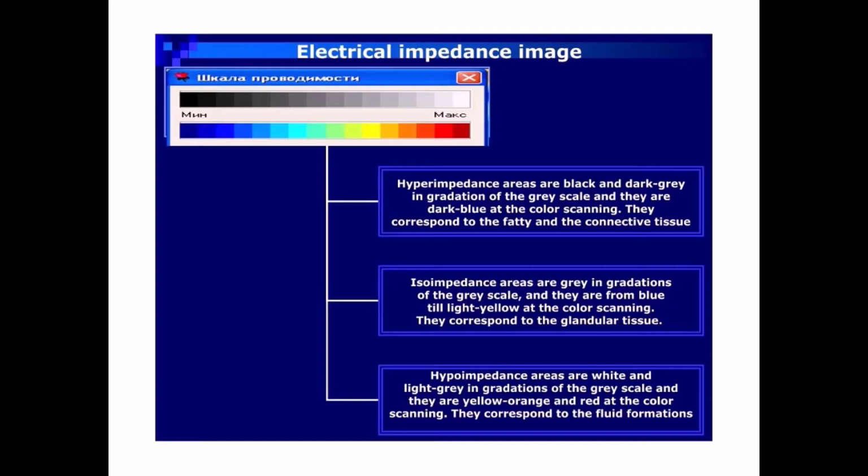Isoimpedance areas are gray in gradations of the gray scale, and from blue to light yellow at the color scanning. They correspond to the glandular tissue. Hypoimpedance areas are white and light gray in gradations of the gray scale, and yellow, orange and red at the color scanning. They correspond to the fluid formations.